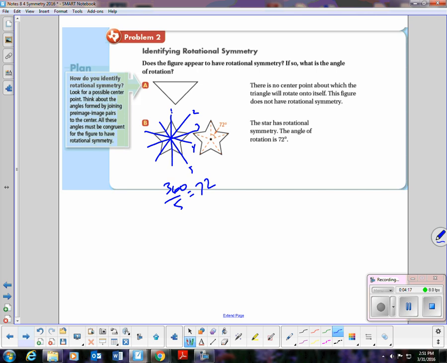Now, does this one have point symmetry? No, because at 180 degrees, it's not the same figure again. It's chunks of 72 degrees.